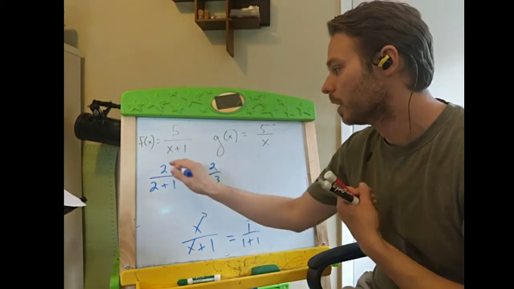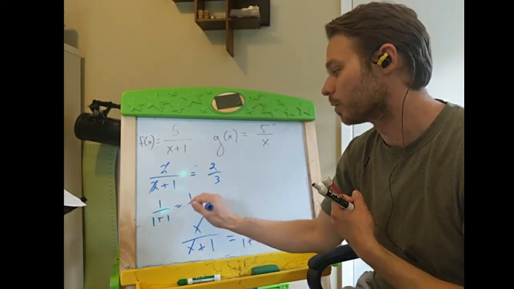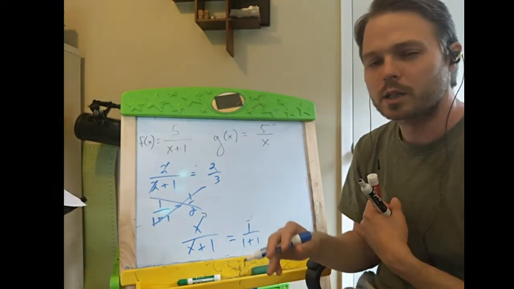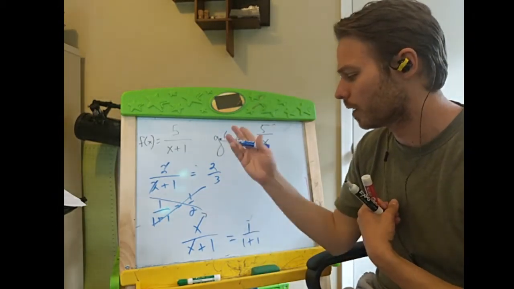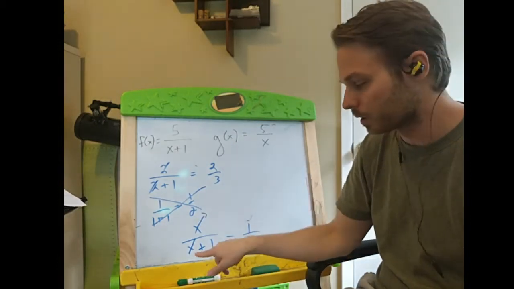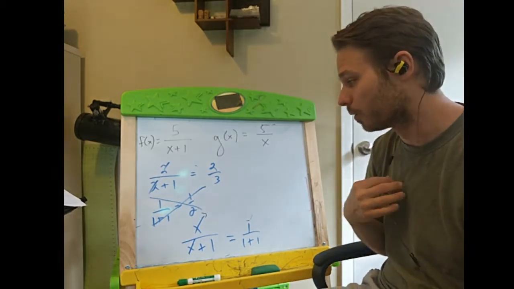That's definitely true. But if you did something like that, you would get 1 over 1 plus 1, which is 1 over 2, which is not equal to 2/3. So that tells you that this is bogus. So just be really careful with that. The only time you can divide out is if things are separated by multiplication. This is separated by addition. So that's no good. You have to be very, very careful.